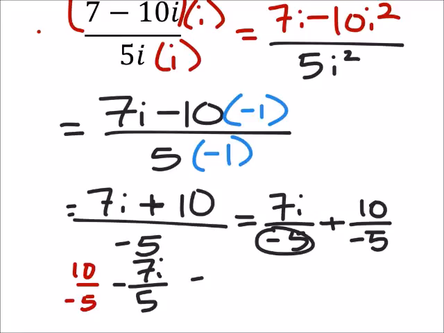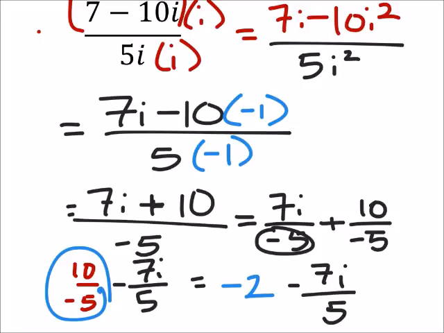Next thing is 10 and negative 5. Well, we can divide those. That ends up being a negative 2 from this 10 over negative 5. And then I've got minus 7i over 5 there. And this ends up being our final answer for this one.